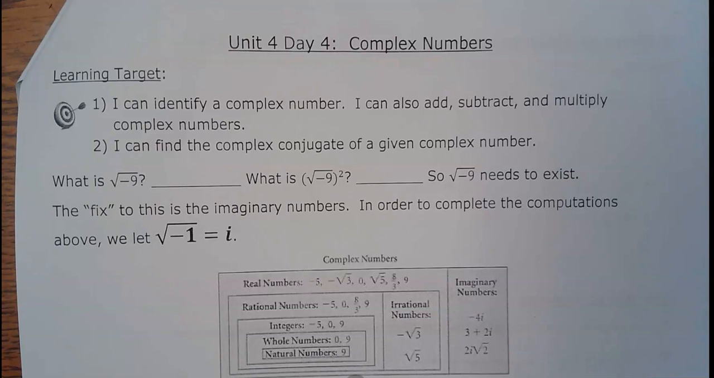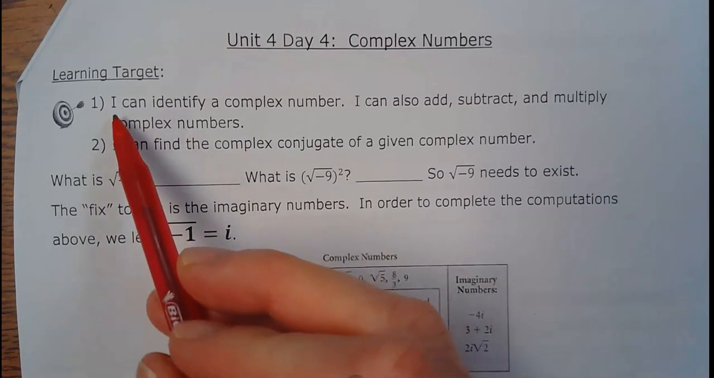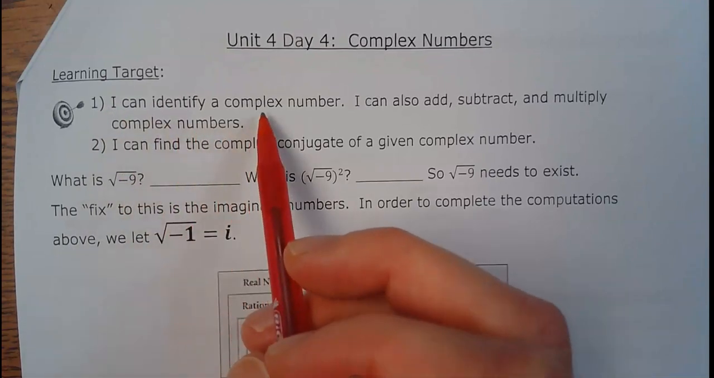Because there are some situations, I believe when you're measuring currency, if you're an electrician, these numbers do, I want to say, exist. They kind of don't exist, but they kind of do exist. So we do want to talk about them. They're called complex numbers. So learning target number 1, I can identify a complex number.